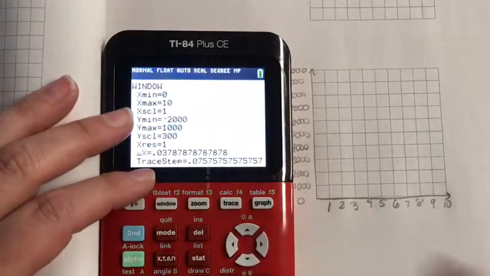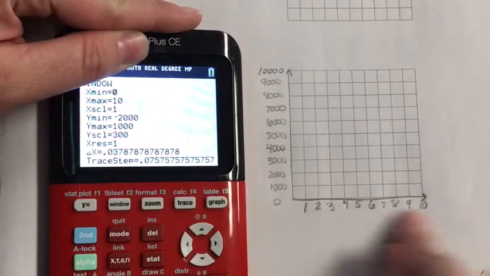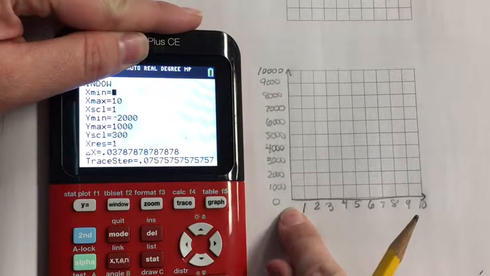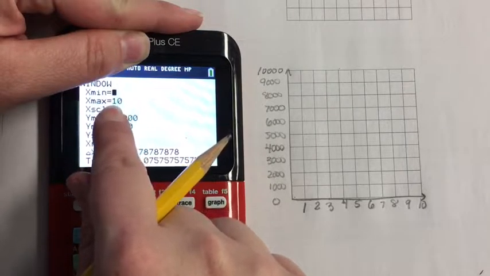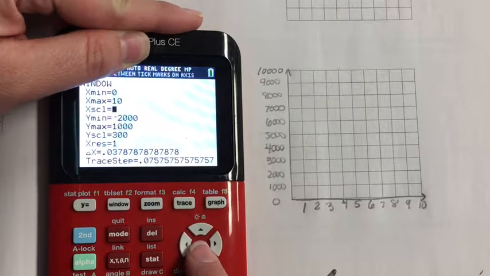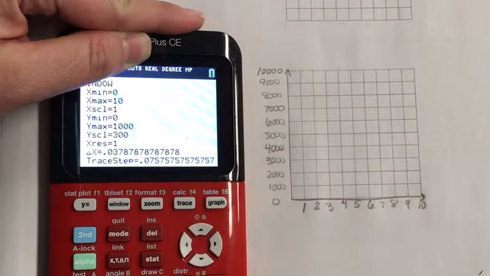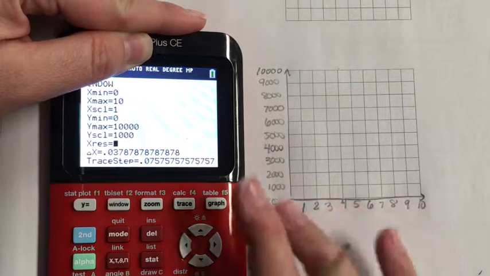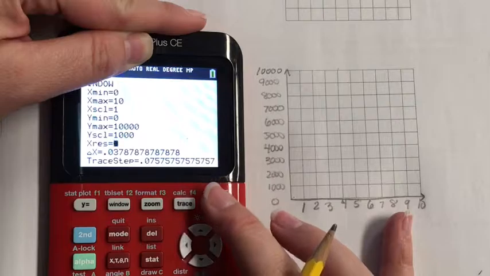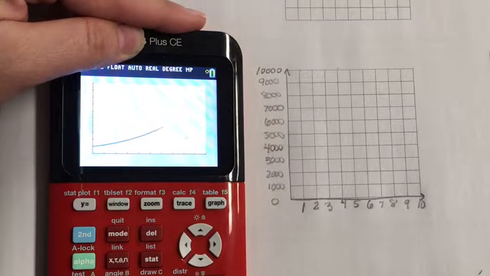So I go to my calculator, however you go to window, I'm going to change and make sure my window matches this. What's my X minimum? 0. X max? 10. So do I need to do anything to mine? No. What's my Y minimum? 0. And my Y max? 10,000. And how often did we put those numbers? 1,000. So I'm going to do that and then just push graph. If yours doesn't graph, chances are the plot is on.